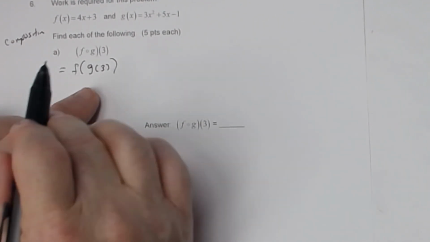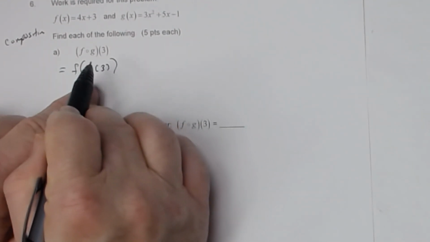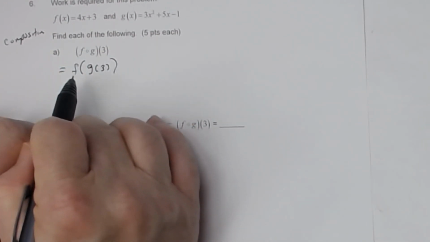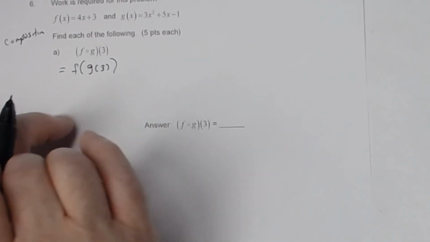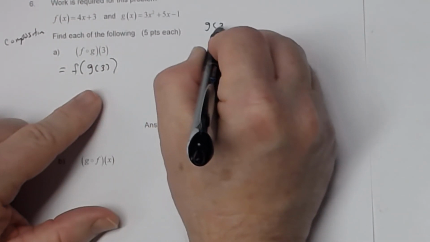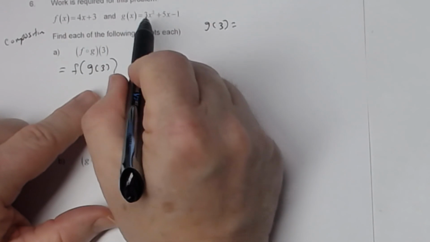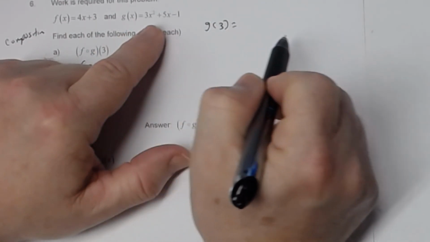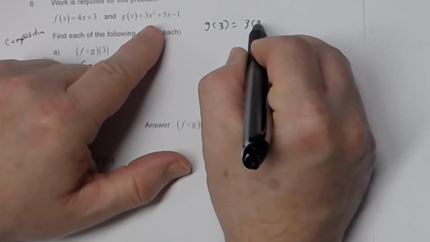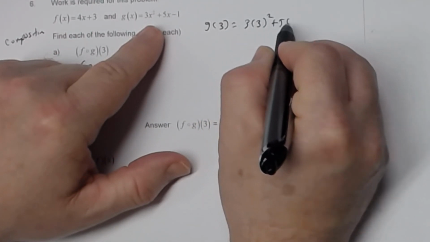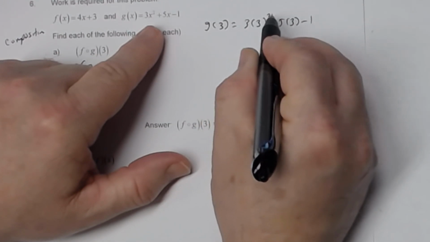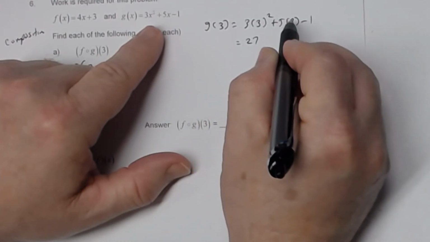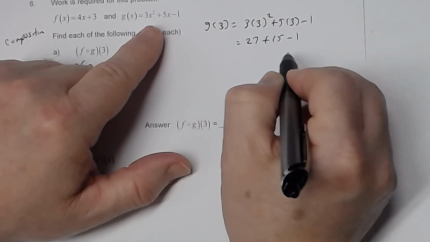And so therefore, we always do the innermost part first. I need to find what g of 3 is. So remember, composition means you take one function and you put it inside of another, which is what's happening here. So let's go ahead and find g of 3. I'm going to go to my function g, which is this quadratic function. And wherever I see the variable x, I'm going to substitute 3. So it becomes 3 times 3 squared plus 5 times 3 minus 1. Order of operations: 3 squared is 9, 9 times 3 is 27, 5 times 3 is 15, and subtract 1.